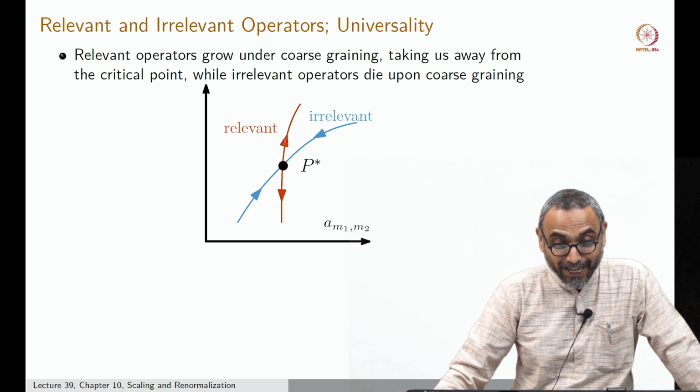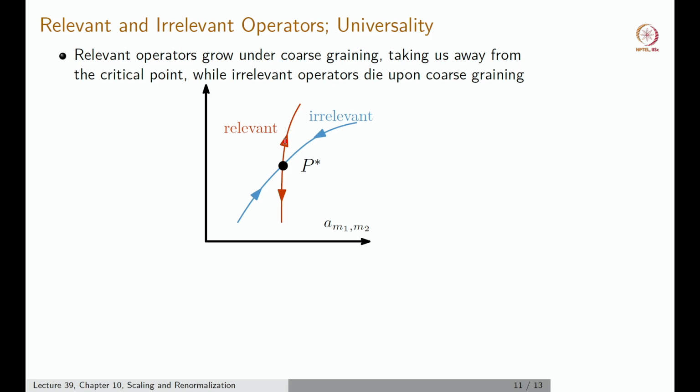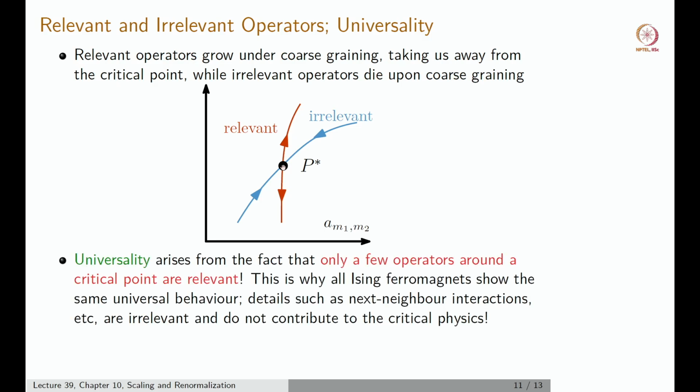So if my delta p is such that there is a piece in this relevant direction, then I will start moving away from the critical point. Okay, all right. Now comes the central idea of how universality emerges. Universality emerges from the fact that at critical points, it turns out that only a few operators, like 1, 2 or 3 maybe, are relevant.